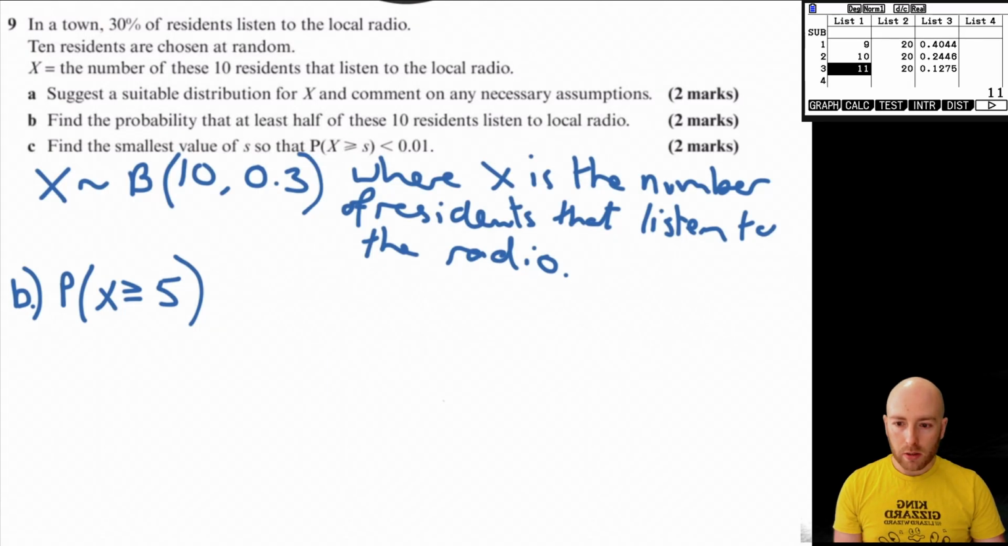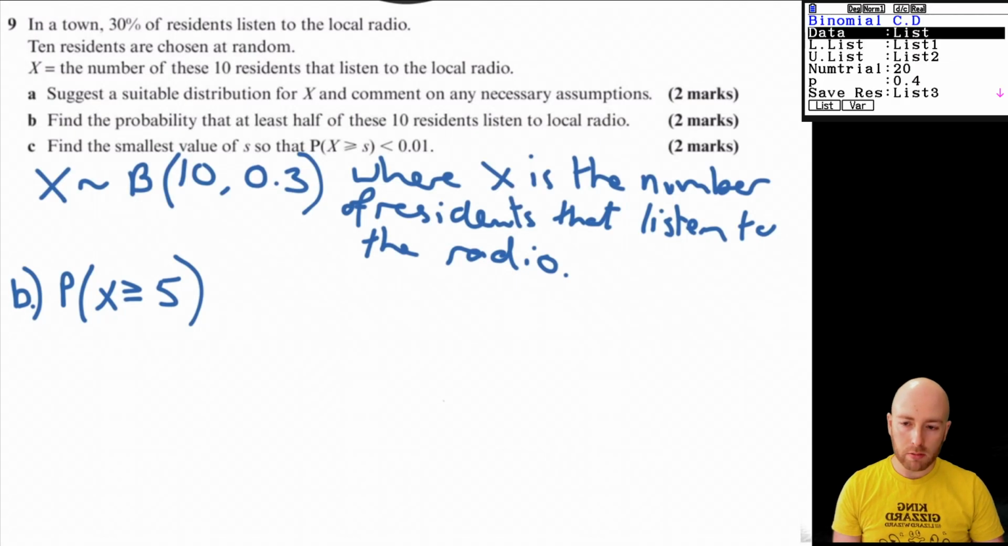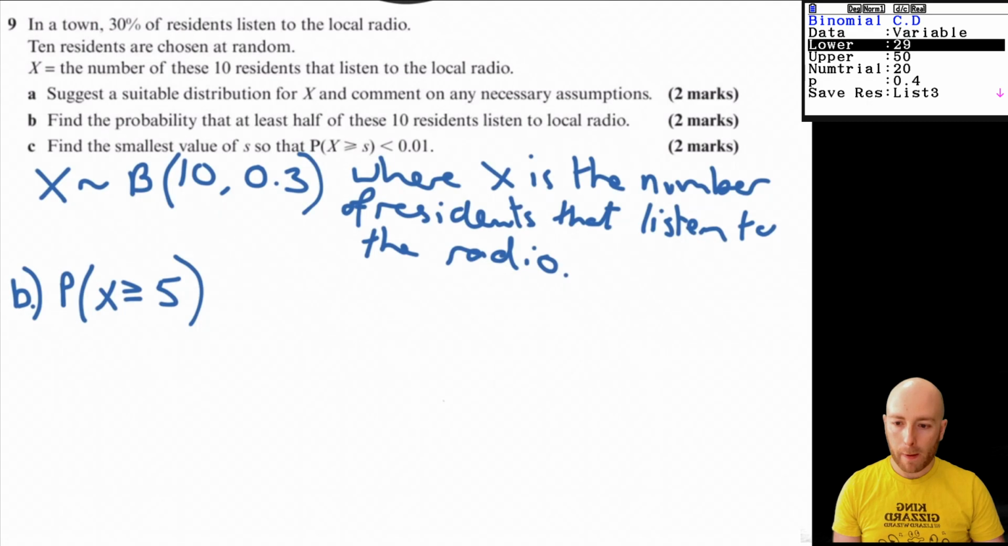Okay, so we're going to go. We don't have to do loads of them this time. It's just a singular question, BCD. So I'm going to change this to variable now. Lower is going to be 5. Upper is going to be 10. Number of trials is 10. And the probability is 0.3.